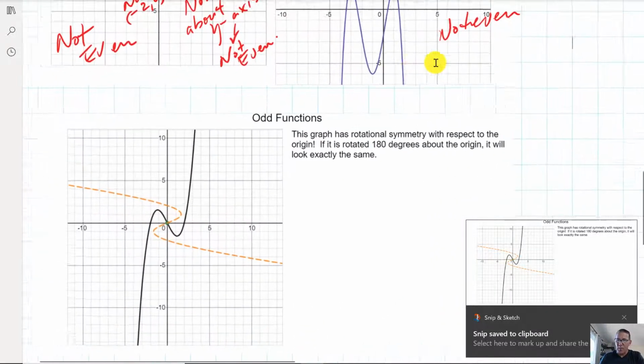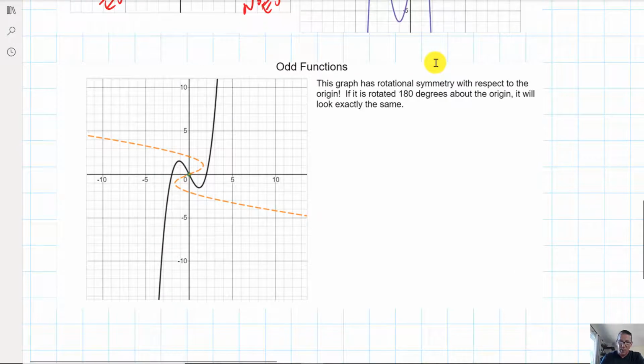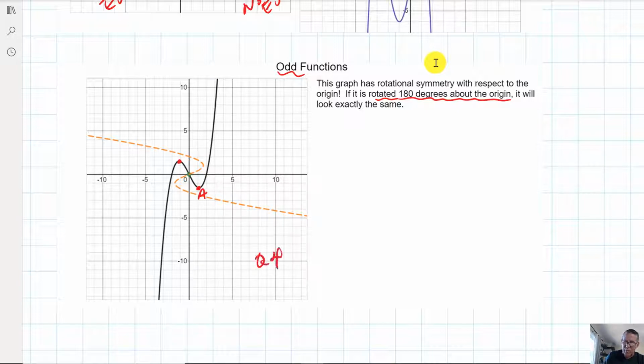Okay, so what does it mean to be odd? What does it mean to have rotational symmetry about the origin? Well, functions that are odd, these are odd functions, have 180-degree rotation about the origin, which happens to be 0 comma 0. So this point right here, call it A on the graph. If you want to rotate it 180 degrees, it will rotate up here. So any point in quadrant 4 will appear in quadrant 2. By the way, this is quadrant 1, this is quadrant 2, quadrant 3, and then quadrant 4. You guys should already know that from Algebra 1.